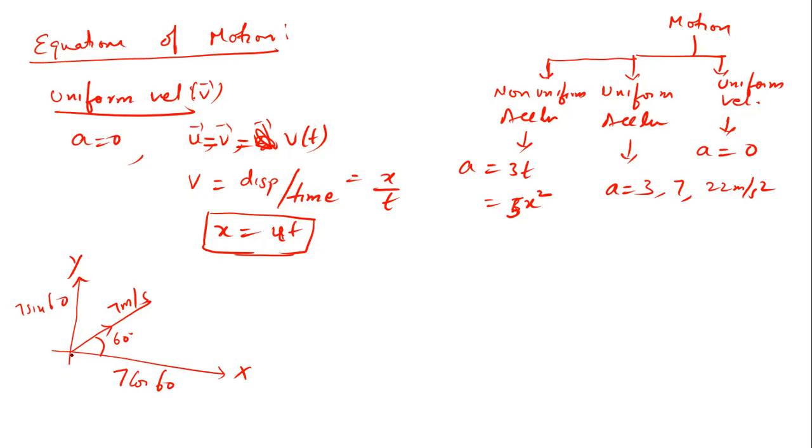So you get 7 by 2 i plus 7 root 3 by 2 j. This is what you will get over here. But my question is, is it moving under uniform velocity along both x and y direction, or is there a difference when I split it like this?